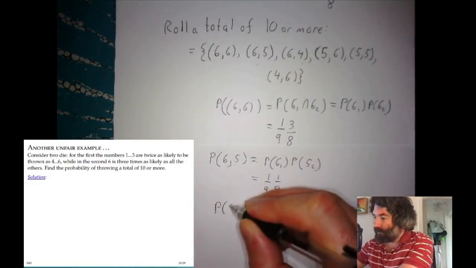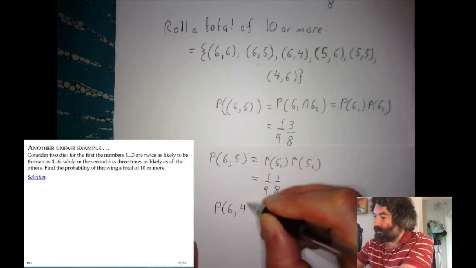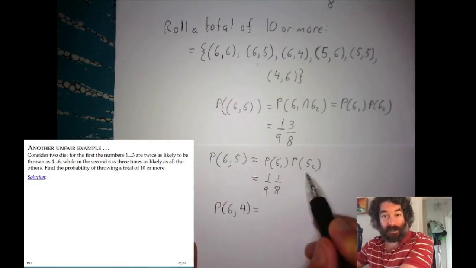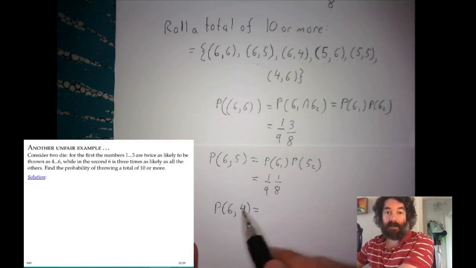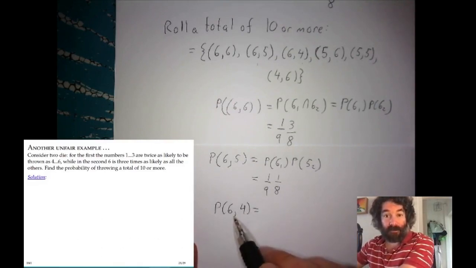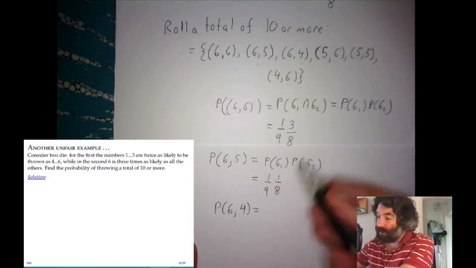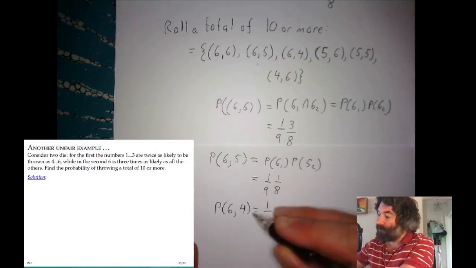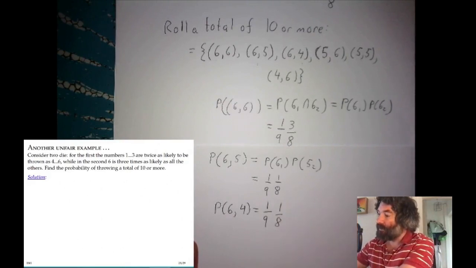Probability of 6 on the first, 4 on the second was, okay, I'm going to skip this intermediate step just to speed things along a little. This is the probability of 6 on the first times the probability of 4 on the second, and that's actually the same as the previous one. 6 on the first was 1/9, 4 on the second was 1/8.